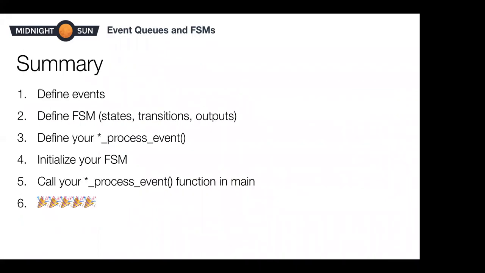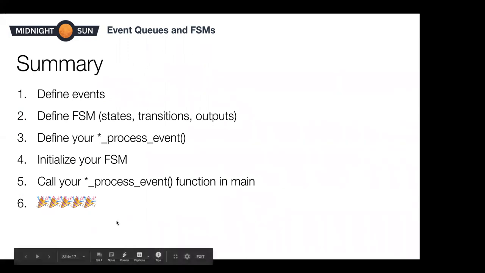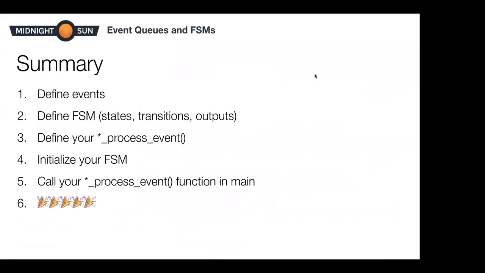Right. So in summary, using FSMs and events looks like this: you define your events, you define your FSM, you define your process event function, you initialize your FSM, and you call your process event function in that big loop in main, and then 5 party emojis. Right. Does anyone have any questions about FSMs or events?